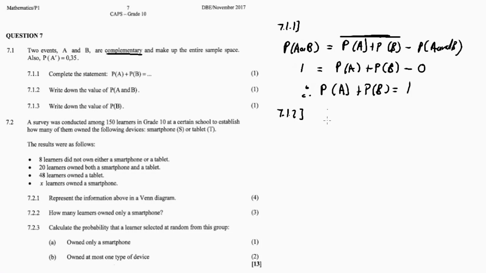7.1.2. This one is obvious. The probability of A and B is equal to 0. There's no intersection. 7.1.3. Write down the value of B. Let's write down the value of the probability of B.